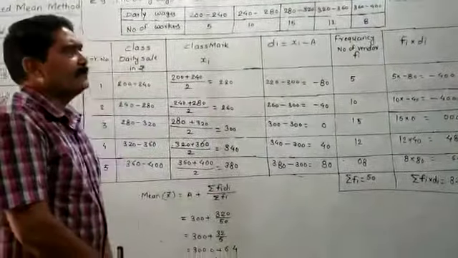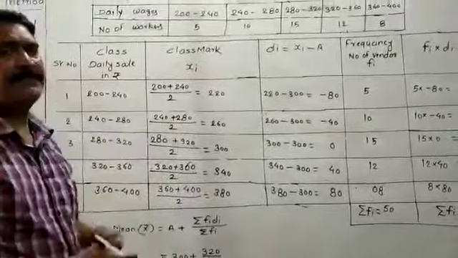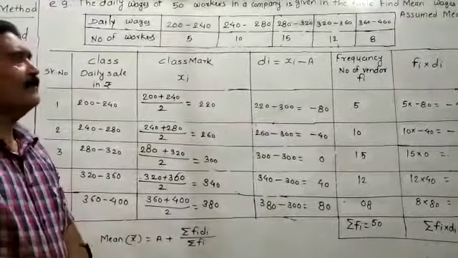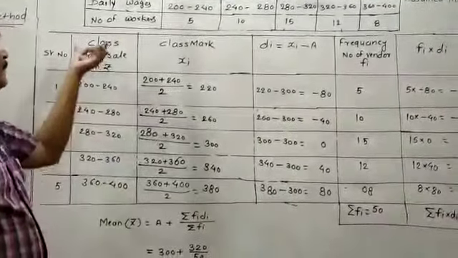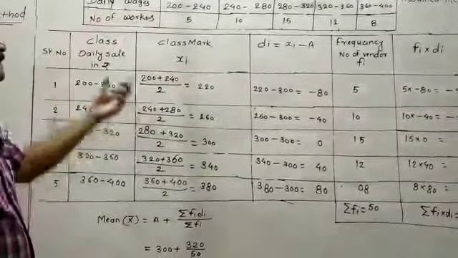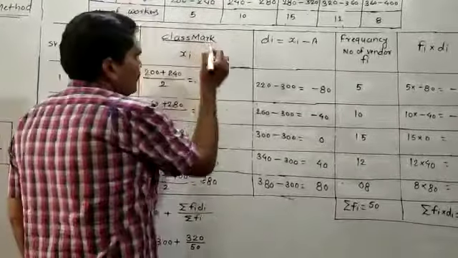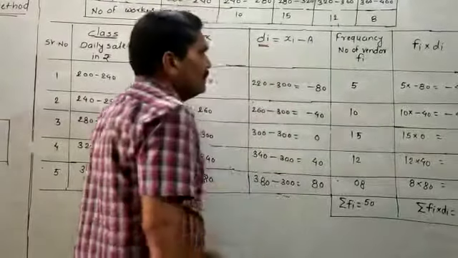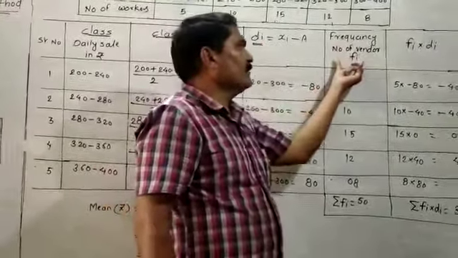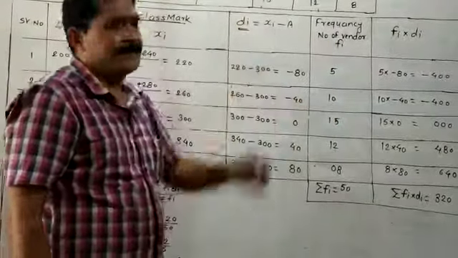So you have to find out the mean wages of the worker. If you want to find the mean by the assumed mean method, you have to prepare a chart like this. In the first column you write class, in the second column class mark, in the third column Di, Di means deviation, in the next column frequency, and in the last column fi into di.